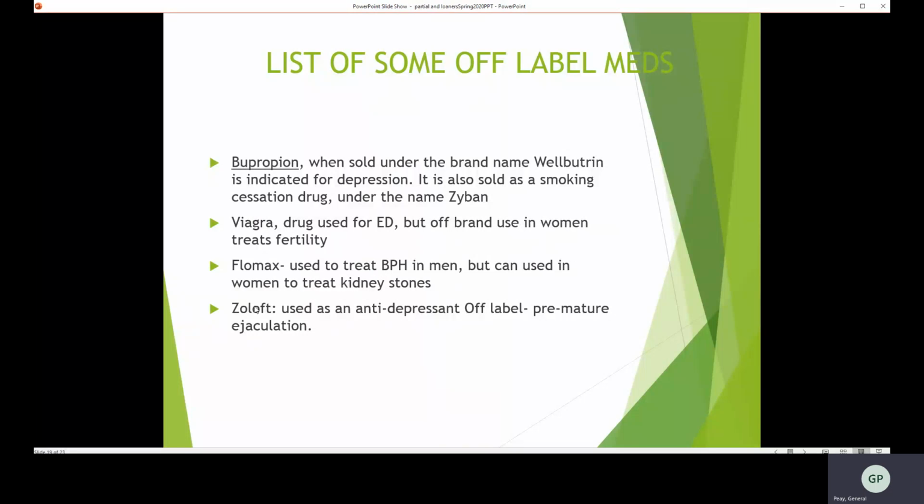There's another one called Zoloft, an antidepressant medication, used off-label for premature ejaculation. Hope I don't have to explain that. And if I do, just send me a text of what that treats.